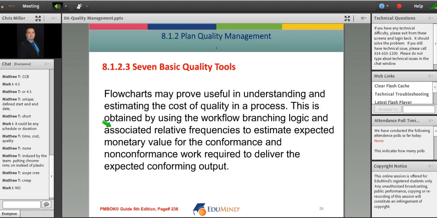All right, so flowcharts may prove useful in understanding and estimating the cost of quality in a process. You want to highlight that. This is obtained by using the workflow branching logic and associated relative frequencies to estimate expected monetary value for the conformance and non-conformance work required to deliver the expected conforming output. So you definitely want to highlight that first sentence on this second slide for flowcharts.